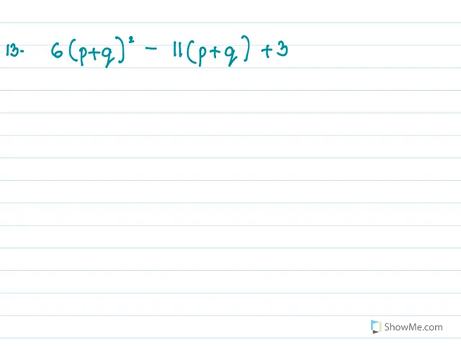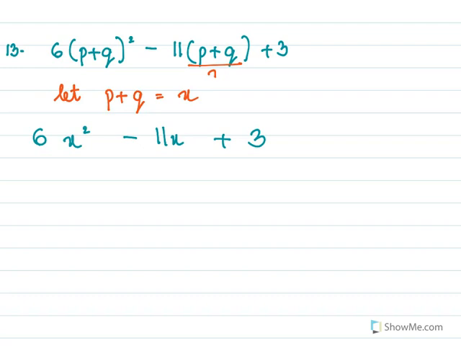Now for the next sum. Here if you notice, we are going to put p plus q as a. So let p plus q be equal, say, x. So what will happen here, it will be 6x square minus 11x plus 3. Remember, wherever there is p plus q, we put x. Here for p plus q, also we put x.